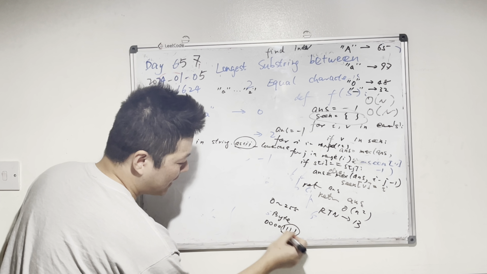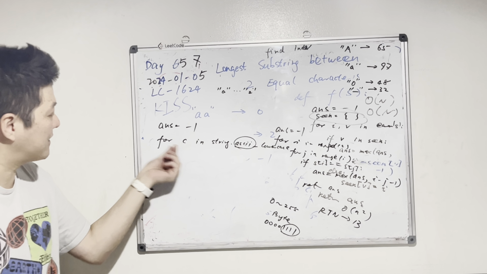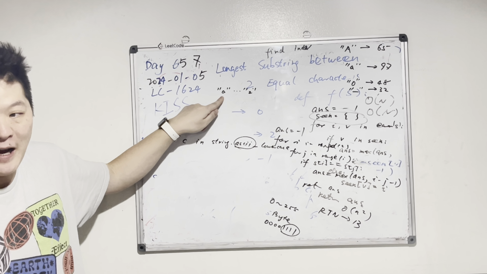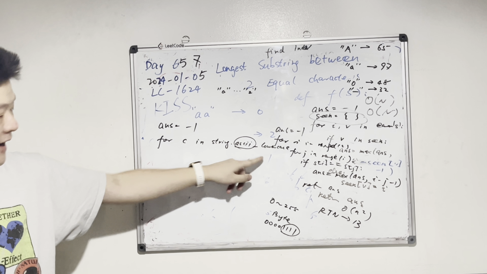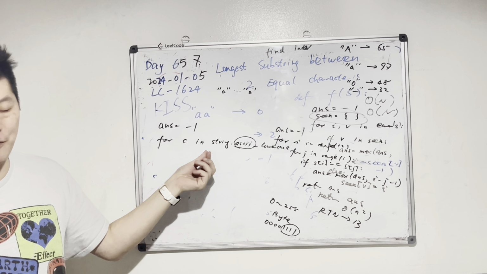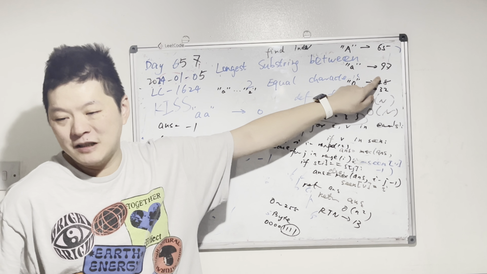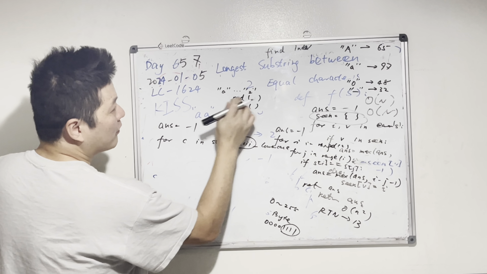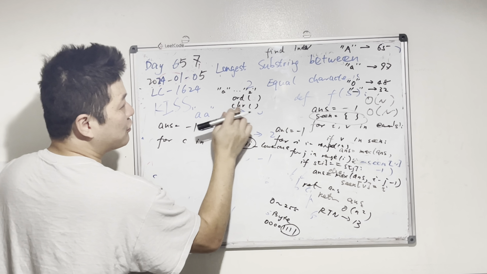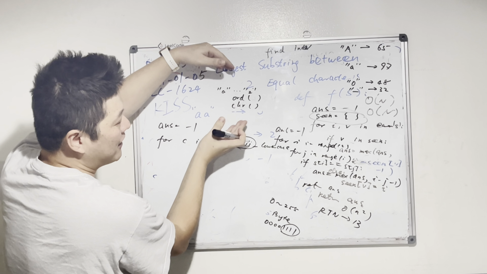0001111. Okay, this is 15. So from ASCII, this is basically saying that for c, let's iterate from A to Z. Another way is for c in range 97 to 97 plus 26. ord('a') returns 97, and chr(97) returns 'a'. These two functions are the reverse of each other.